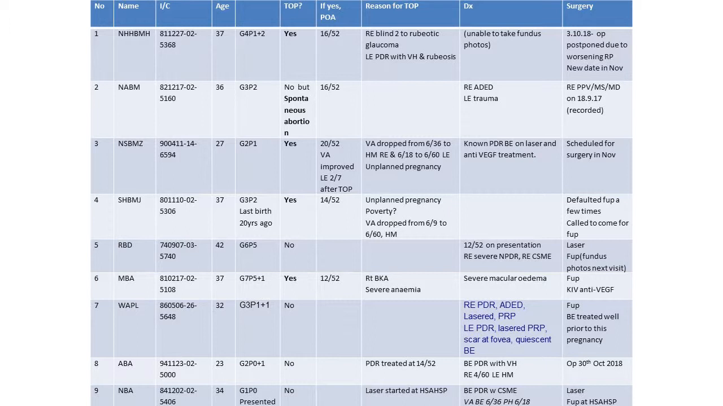Okay, so the next was a 37-year-old lady, TOP at 14 weeks. The last childbirth was 20 years ago, unplanned pregnancy. They are poor, they are rubber tappers. She was not keen on pregnancy, and her vision was 6/9. It dropped to 6/60 in one eye and hand movement in the other, so she opted for that. She readily said yes. The fourth is a 37-year-old lady, gravida 7 para 5. At 12 weeks, she already has BKA and severe anemia, and after some counseling, the husband consented to her TOP.